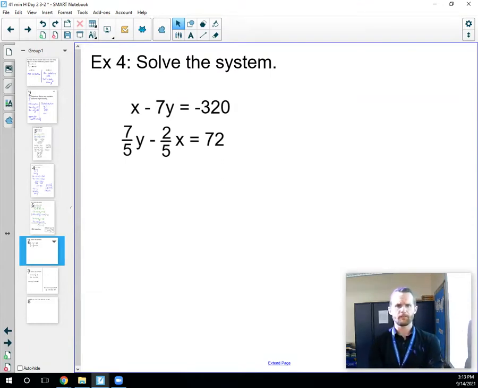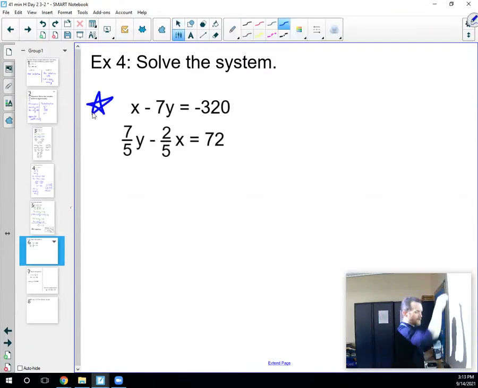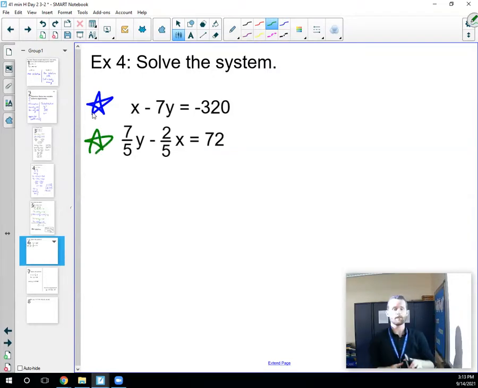So solve the system. We've got x minus 7y equals -320, and 7 over 5y minus 2 over 5x equals 72. Now before I even deal with elimination or substitution, I see something I want to get out of the way. I'm going to color code these blue and green so it's easier for everyone to follow which equation is going where. That green equation has me worried because we have division there.